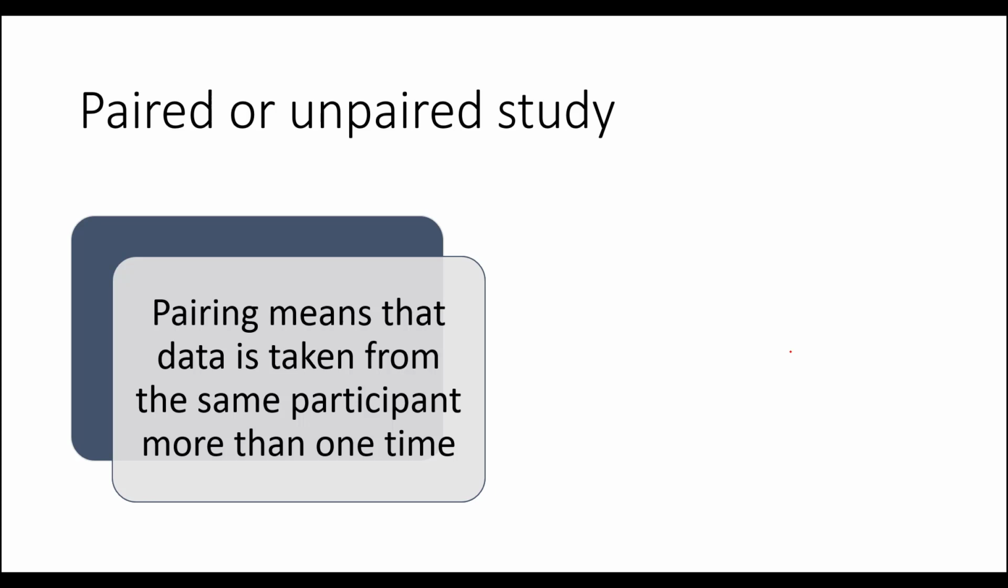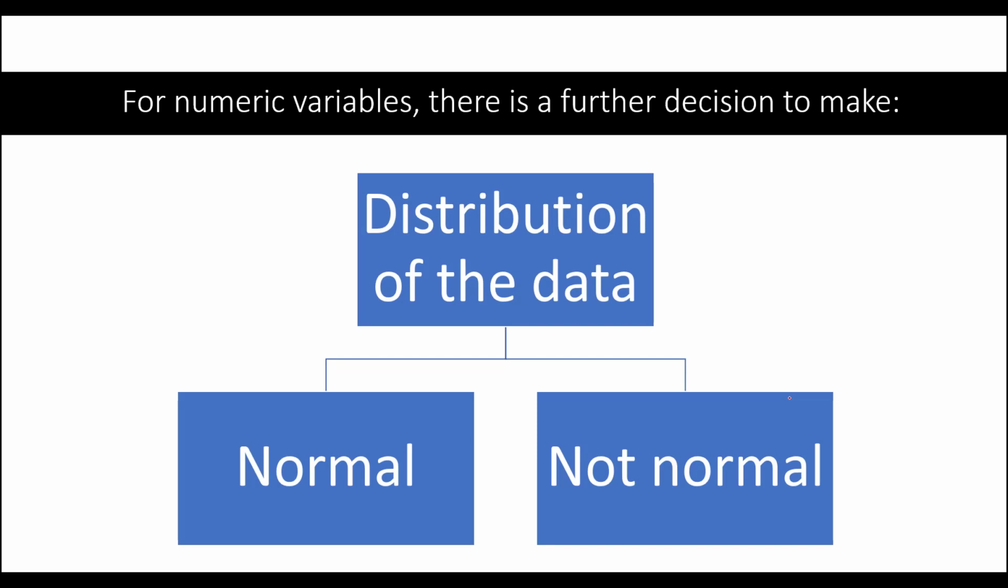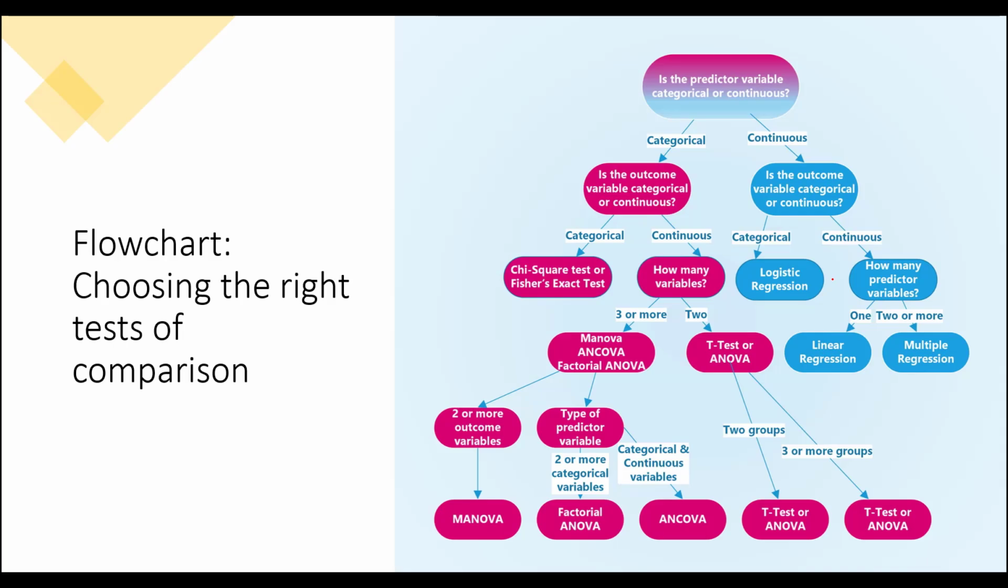With an independent or unpaired study, measurements are taken only once from each subject. In addition, the subjects are randomly selected from the population. In the case of numeric data, you must make a further distinction between whether the distribution of the data is normal or not normal. Normally distributed data should be analyzed using parametric methods, while non-normally distributed data can be analyzed using both parametric and non-parametric methods.